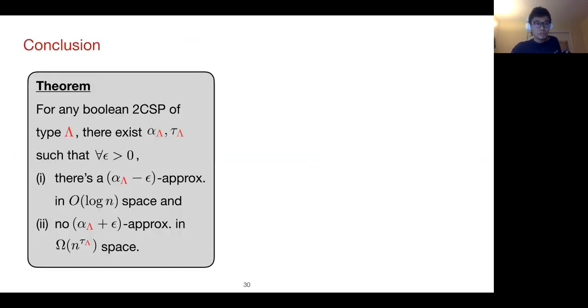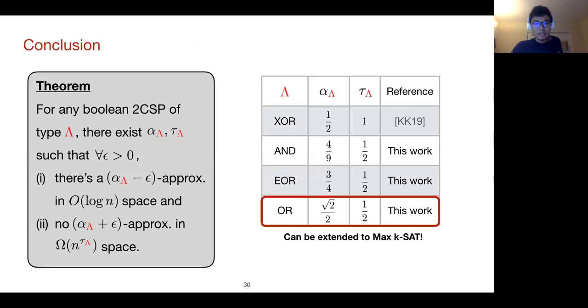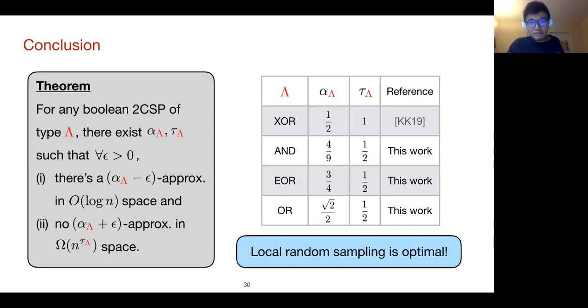Okay, so to conclude, we provide tight analysis for approximating Boolean 2-CSP in the streaming model, and can also do the same thing for Max-k-SAT. At a high level, this demonstrates that in the streaming model, local random sampling actually is optimal. We can have a unifying understanding of approximation here, not like in the polynomial time regime.